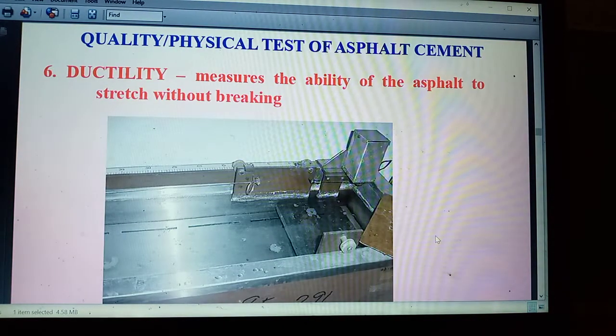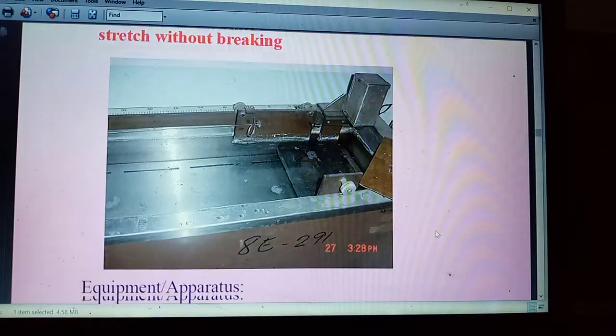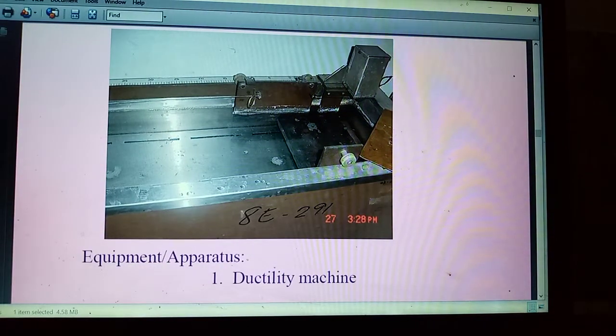So, ito. 6 test. Ito yung ductility. Okay? So, when we say of ductility, it measures the ability of asphalt to stretch without breaking. Okay? So, yung equipment na gamitin natin is ductility machine. So, ito yung ductility machine class.